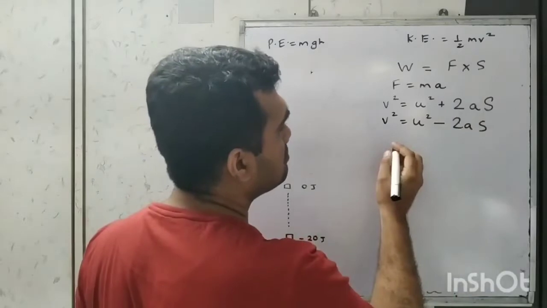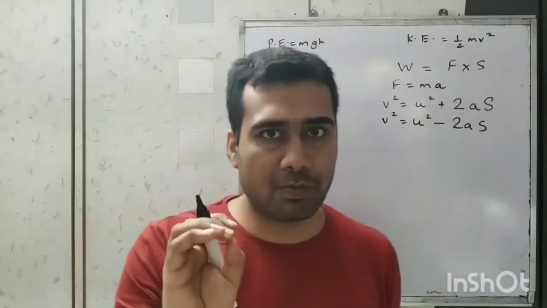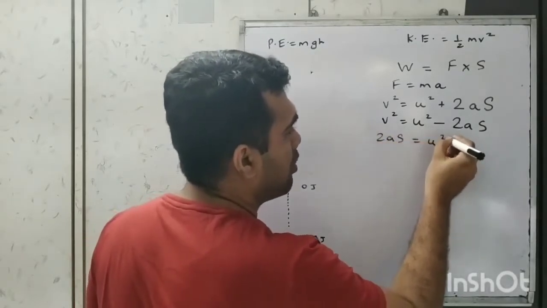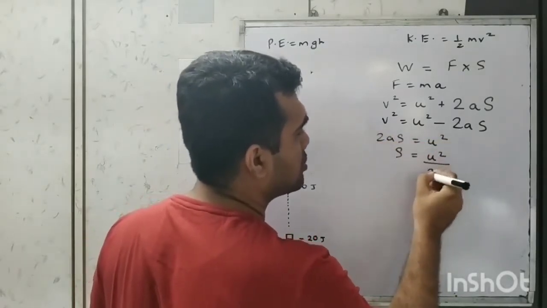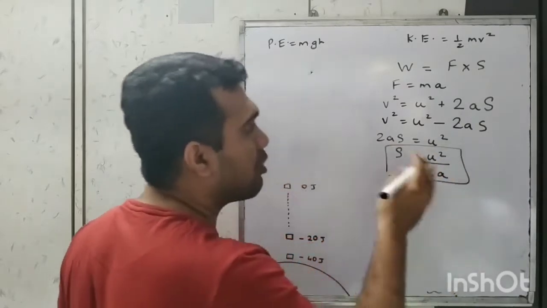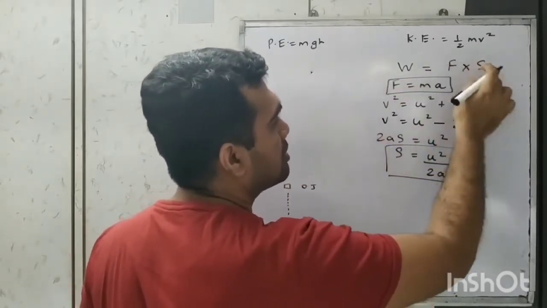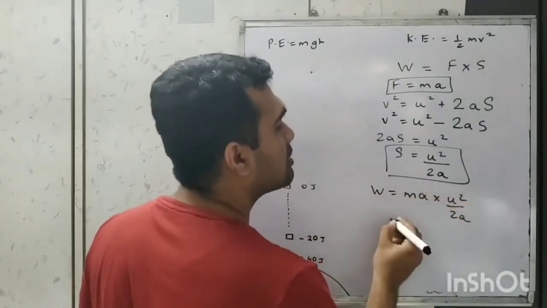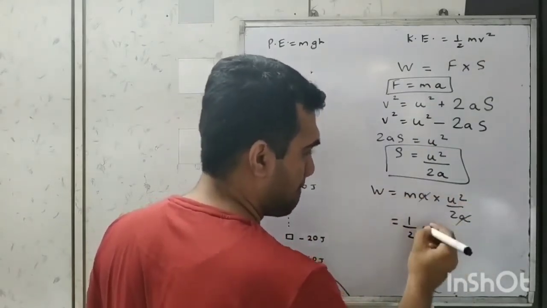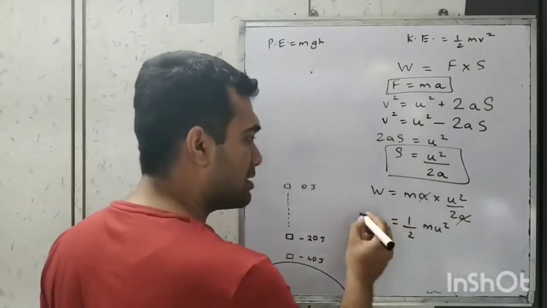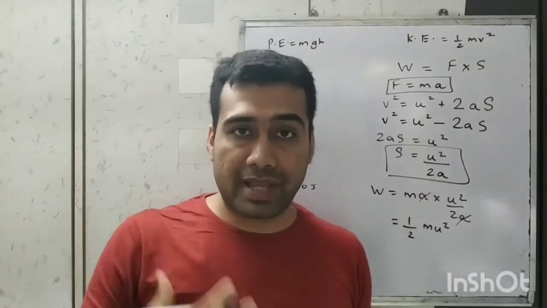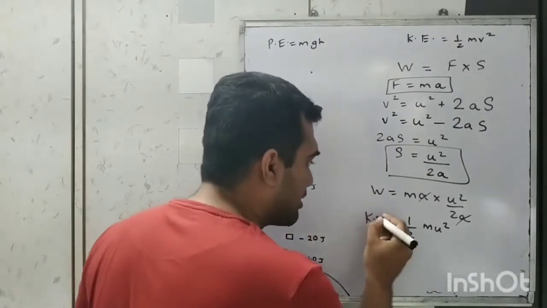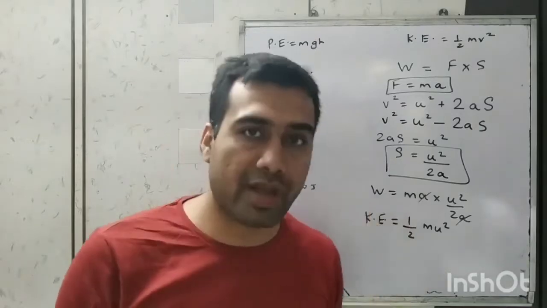This goes here. And the final velocity, by the way, was 0 because the car came to a stop. So this becomes 2as is equal to u squared. S is equal to u squared upon 2a. So substituting this value for s and this value of F out here, we get F is equal to ma into u squared upon 2a is equal to half mu squared. And the work done by the brakes in stopping the car is equal to the kinetic energy of the vehicle. So we can say kinetic energy is equal to half mu squared.